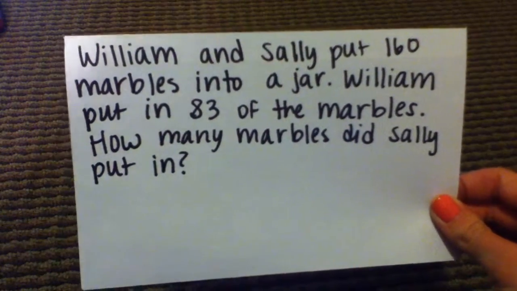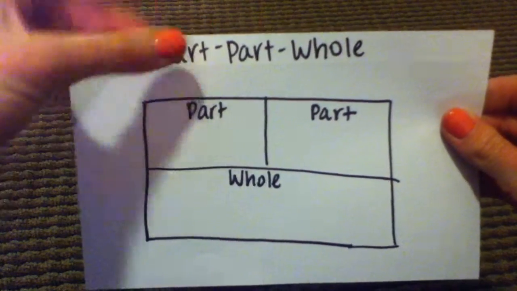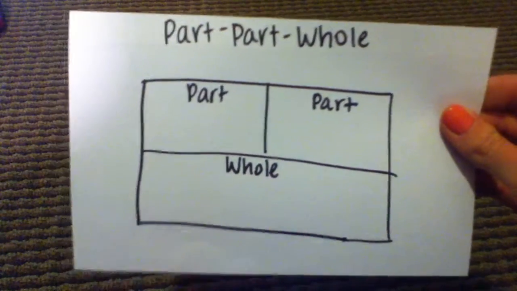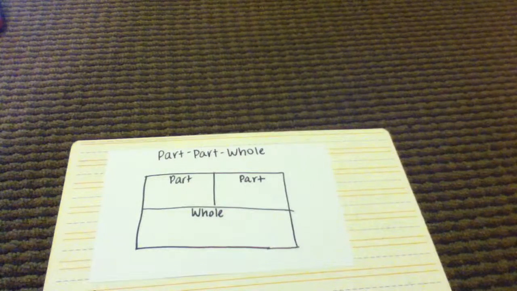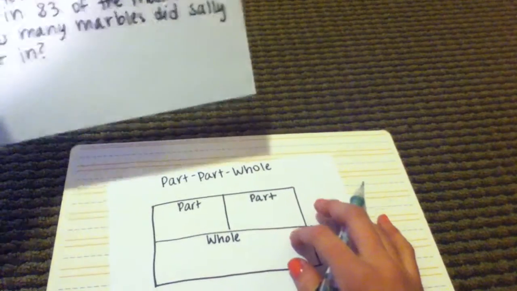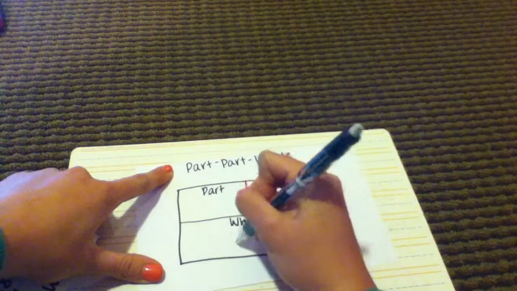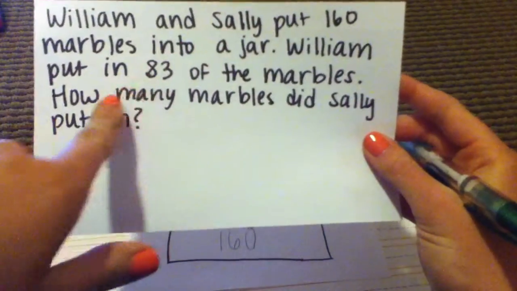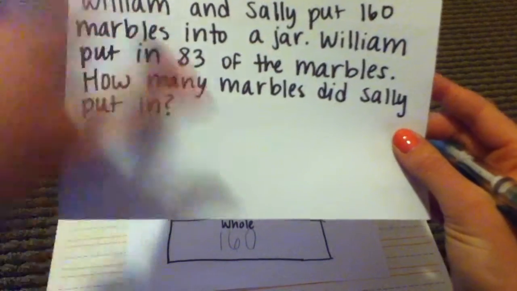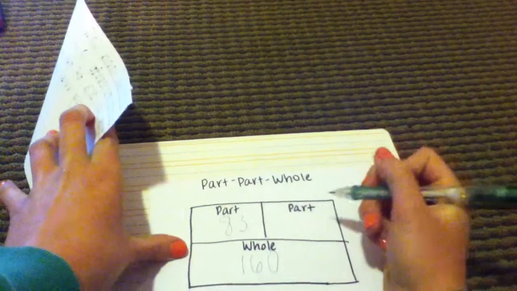So first we're going to figure out what kind of addition problem type this is, and I decided that this would be a part-part-whole because we have William and Sally as each part, and together they have a whole set of marbles. So we're going to fill in our parts on our chart right here. If they had 160 marbles in a jar together, that's going to be our whole. So 160 is going to go there. William put in 83 of the marbles, so we know that that is William's part. So part 1 right here is going to be William, and we know that he put in 83.